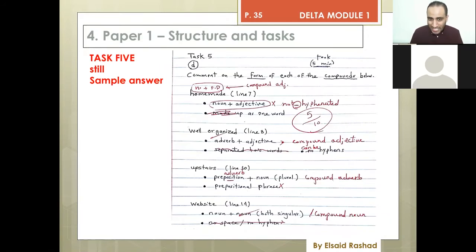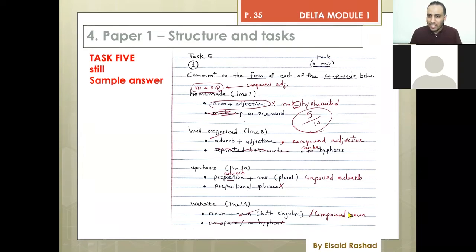And then we moved on to D. In D, all right, we comment on the form, not on the form and use. Be careful. Don't waste your time doing something unnecessarily. All right.